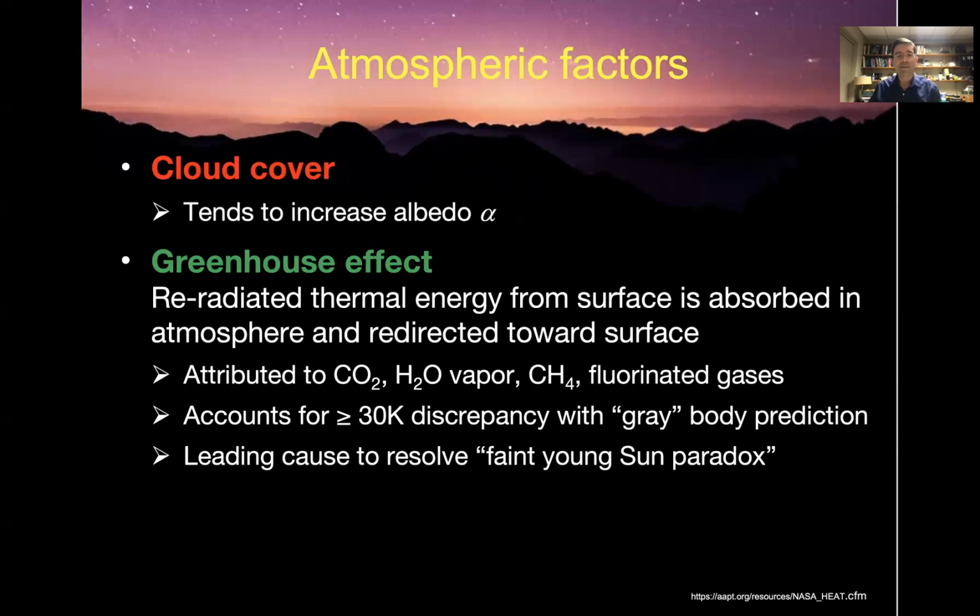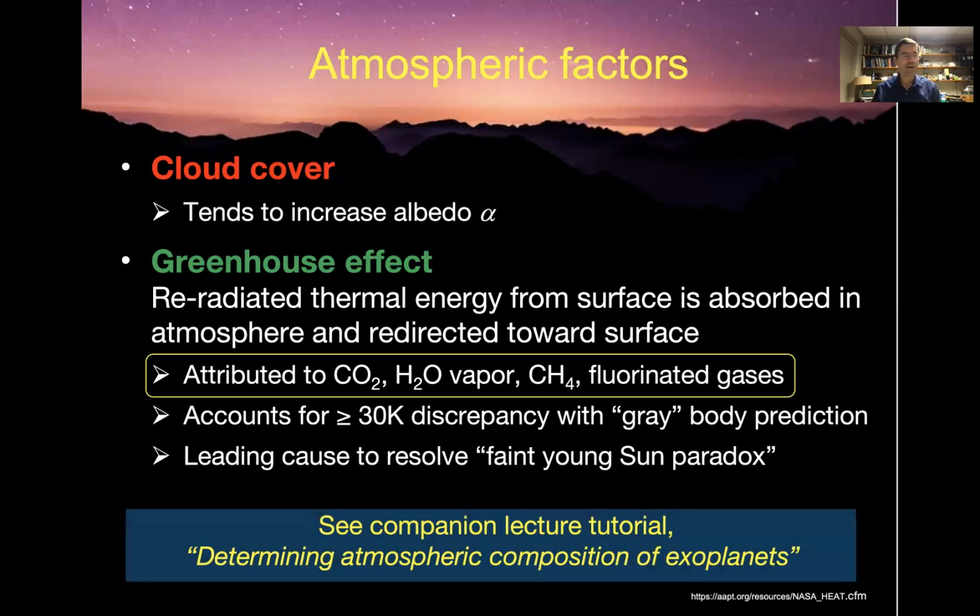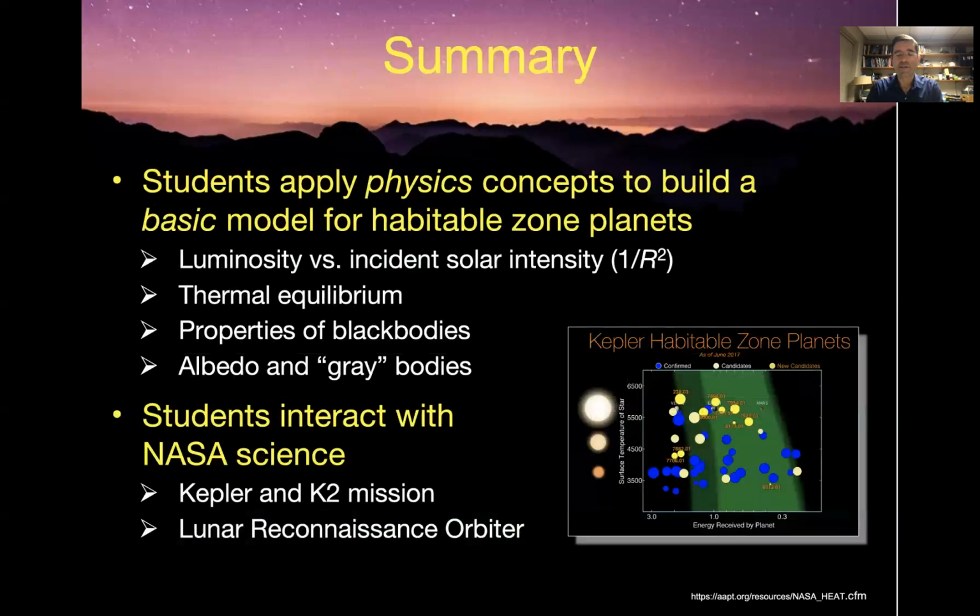But for students who want to go further with the idea of how we go about finding the composition of exoplanets and their atmospheres, we have a companion tutorial that helps students understand just that. So we invite you to look at that tutorial as well in conjunction with this particular one. So with that, I will say this tutorial on the habitable zone, we help students recognize how to build a model for accounting for surface temperatures, average temperatures of planets using basic physics ideas, and also how to refine the models that we would use with blackbody approximations and gray body approximations.